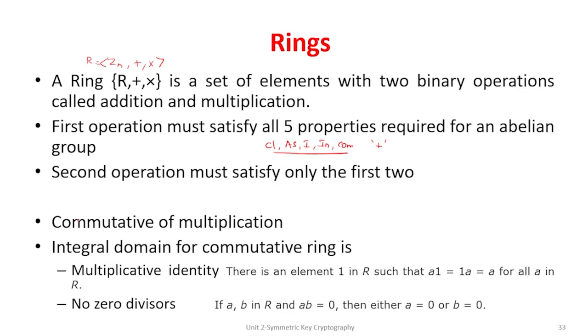and the second operation must satisfy the first two properties, that means closure and associative properties. The second operation is the multiplication operation. For the multiplication operation we should take the commutative property and the identity. That means multiplicative identity. Here identity is already available. If it is plus, the identity will be taken as 0. But if you want to prove the ring concept, we should take the commutative property with the multiplication operation, and also the multiplicative identity for the second operation. So if these values are satisfied, then it is called a ring.